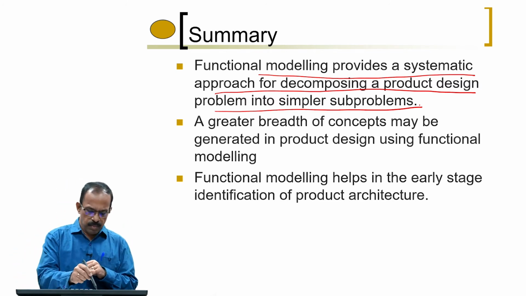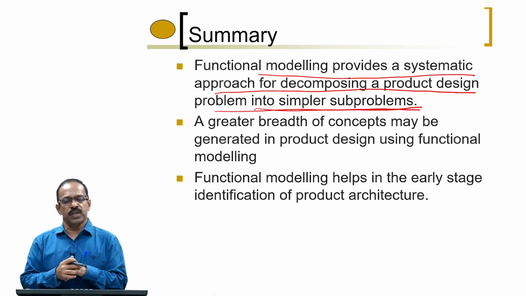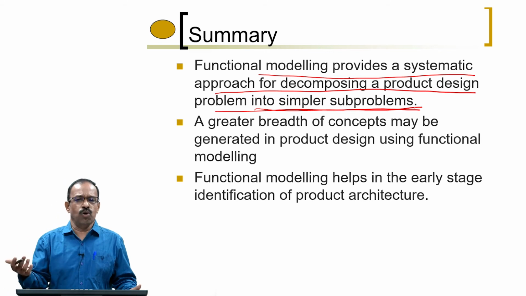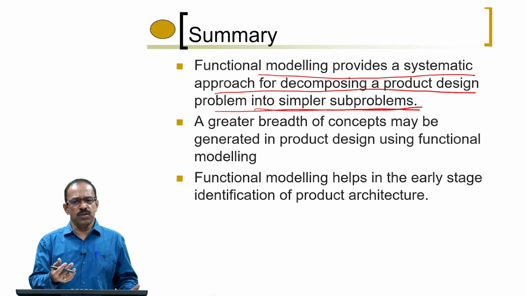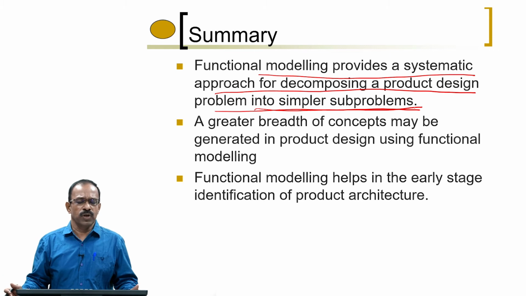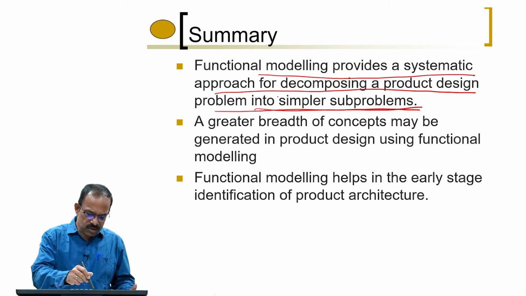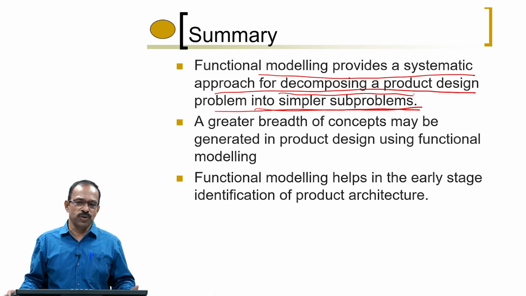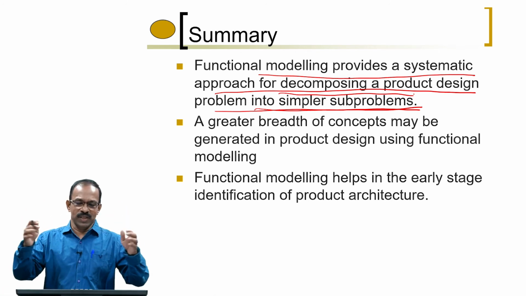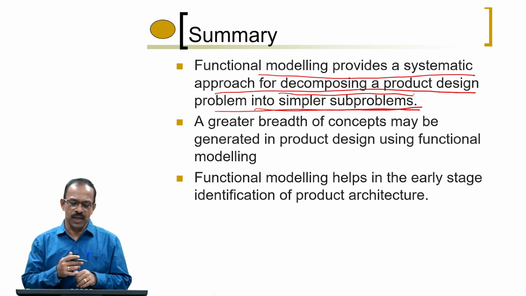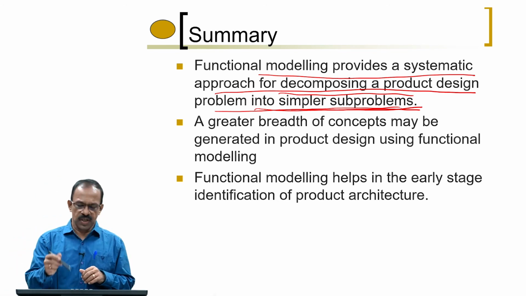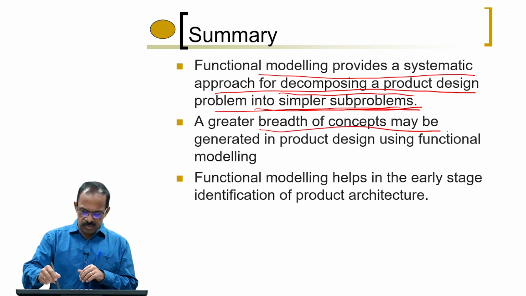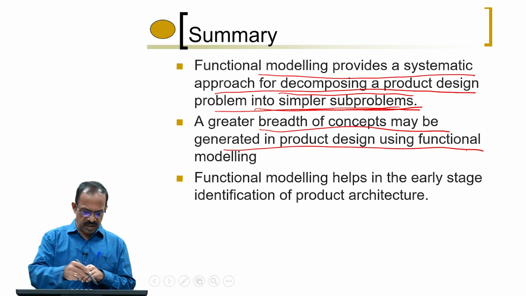So, we are making it into simple sub problems, and for many of those sub functions you do not need to do too much work, because they are already solved by many people. You can either accept or modify them and then use them. Only very few sub functions we need to really solve to get a new product. So, that is the importance. You do not need to take the whole problem and start solving everything together. You divide it into sub problems using functional decomposition. Okay, and a greater breadth of concepts may be generated in product design using functional modeling.